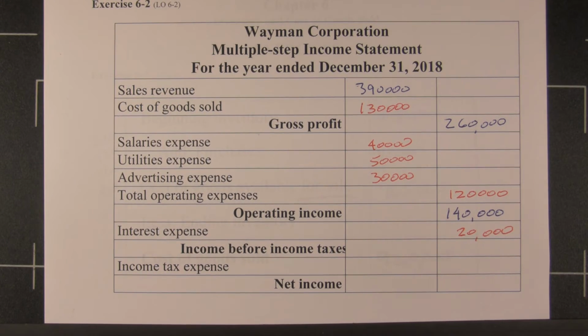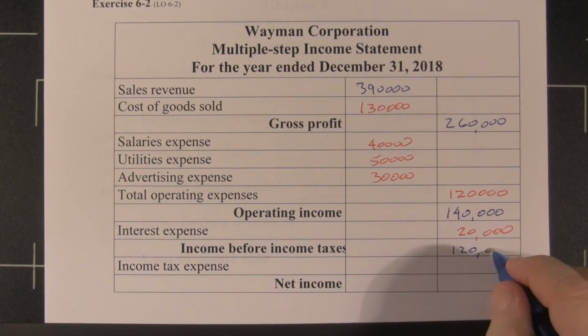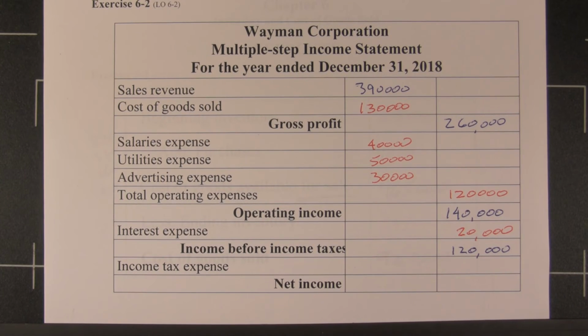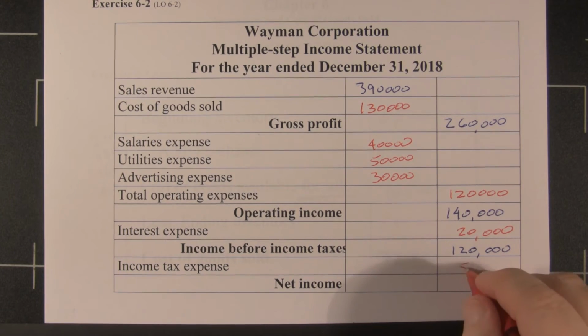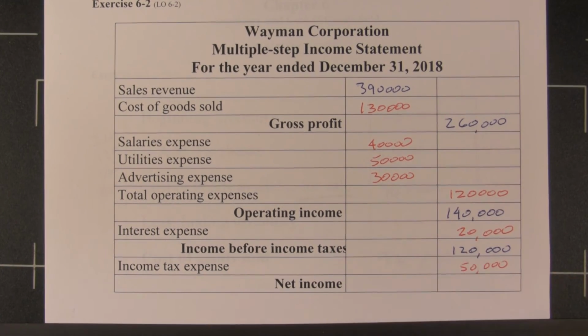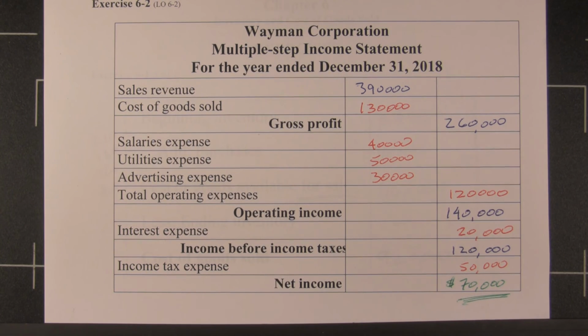That brings us down to income before taxes of $120,000. And our income tax expense, and again they give us this number, is $50,000. That is a subtraction. And when all is said and done, in happy dollar green, we have $70,000 net income. That's the bottom line, and when they talk about the bottom line, that's the line they're referring to.